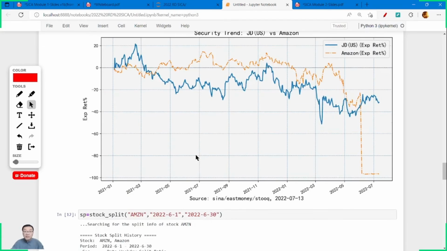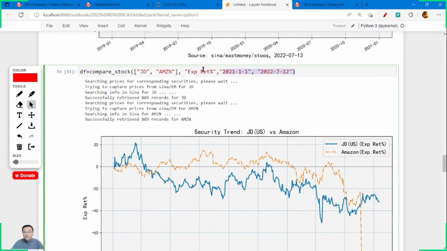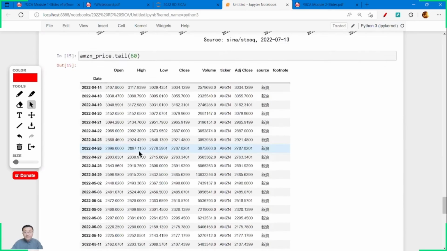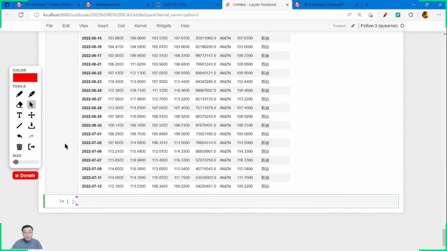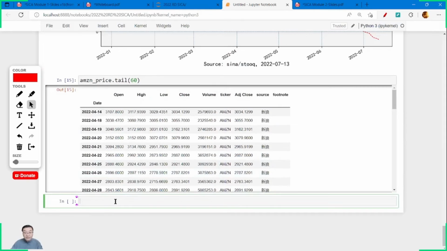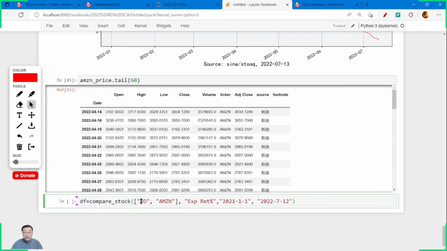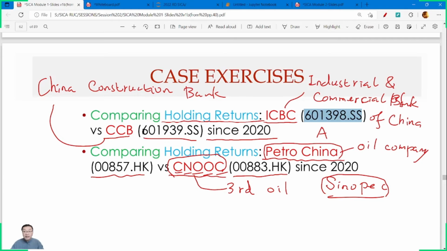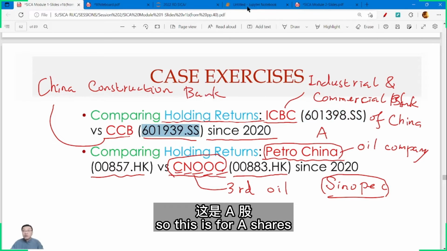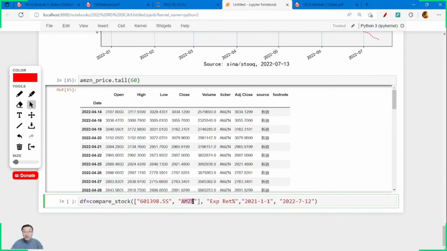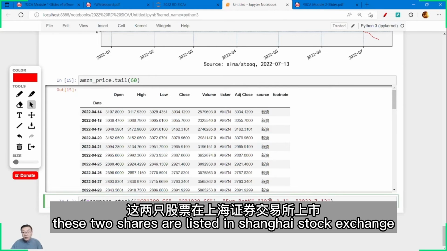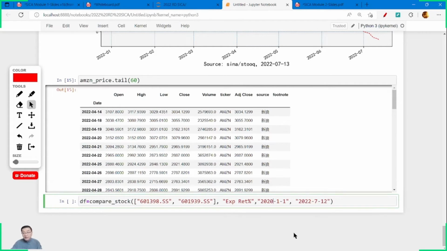Okay, you can do it together with me. ICBC. Here, ICBC. So this is for A shares. These two A shares are listed on the Shanghai Stock Exchange. Our starting date this time we set from 2021.